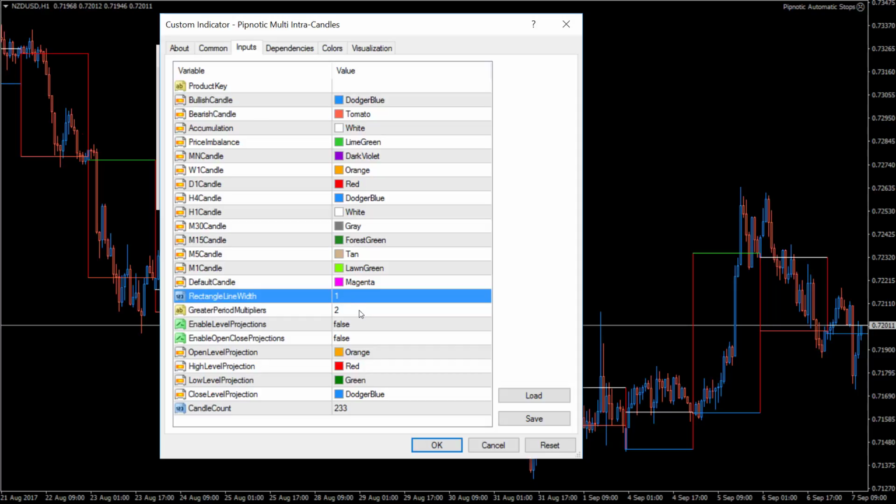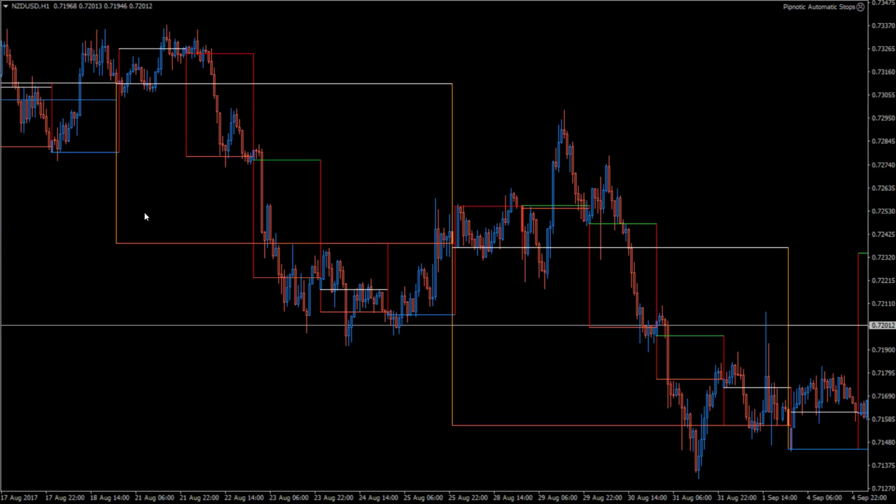And what does that mean? Well, if I want to, for example, look at the current time frame as well as the current time frame plus 1 and 2, or the current time frame plus 2 and 3, then I would simply put it in here. So I'm on the hourly chart, I want to see daily and weekly candles on the hourly chart, then I would put 2, 3. So we have weekly candles here.